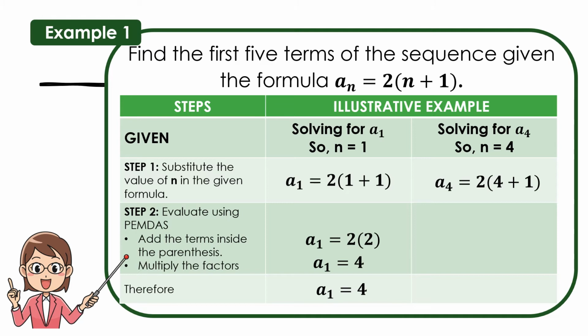Now, let us continue solving for the fourth term, which is a sub 4 is equal to 2 times the quantity 4 plus 1. Following the PEMDAS rule, add the terms inside the parentheses, we have a sub 4 is equal to 2 times 5. Multiply the factors gives us a sub 4 is equal to 10. Therefore, our fourth term is a sub 4 is equal to 10.